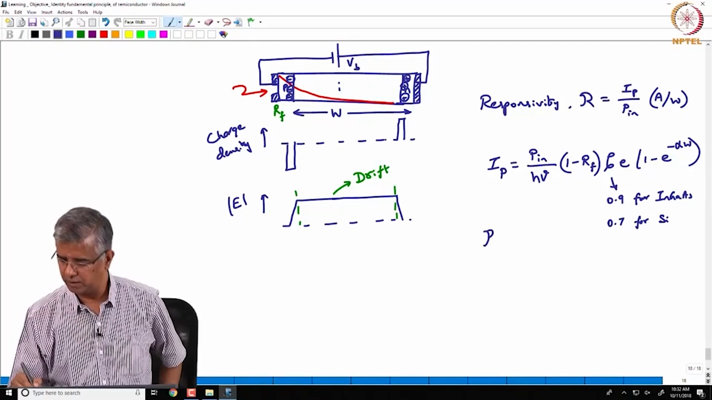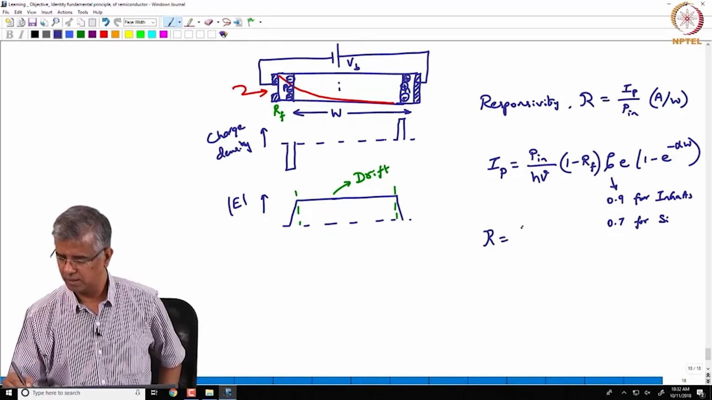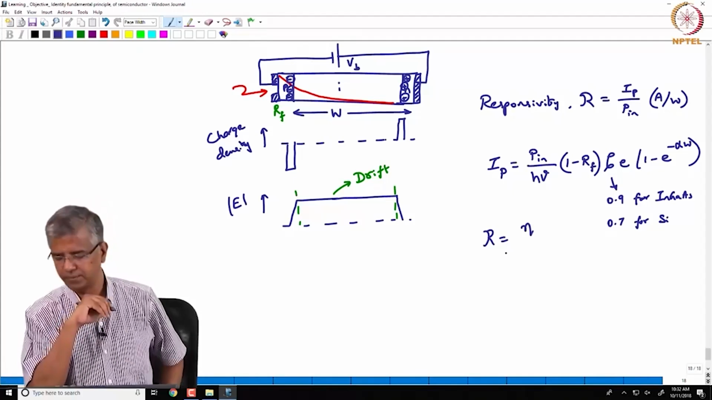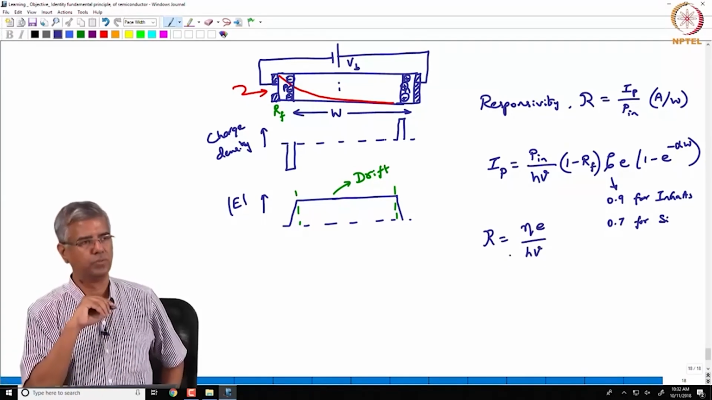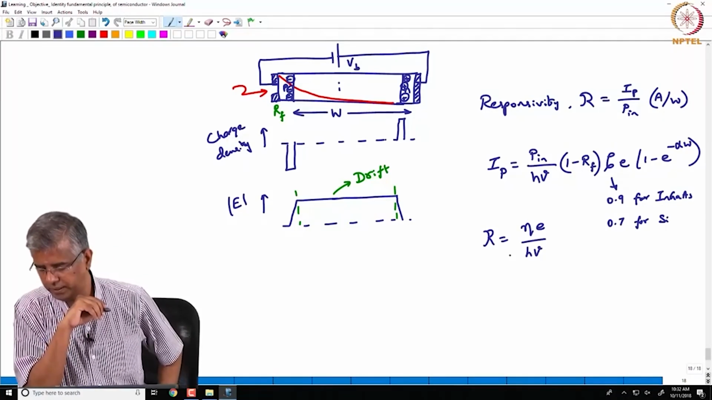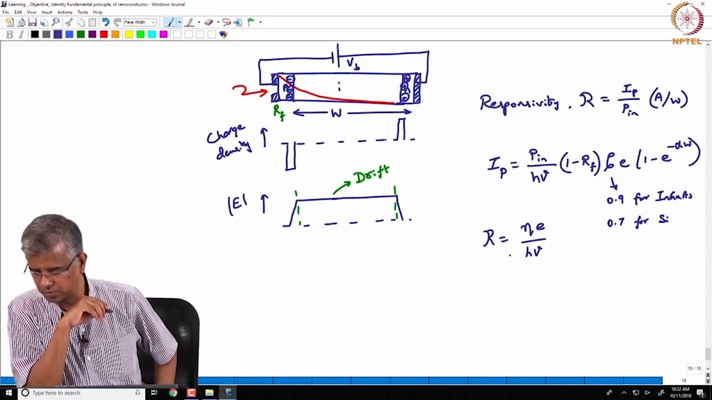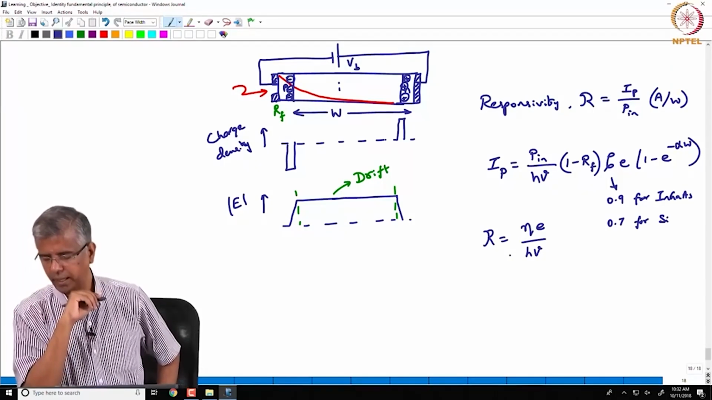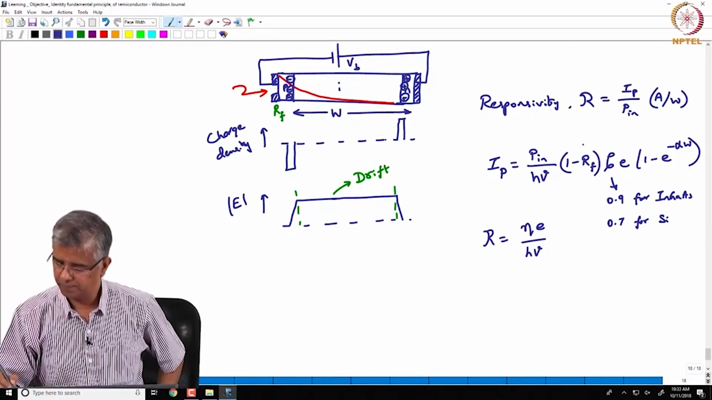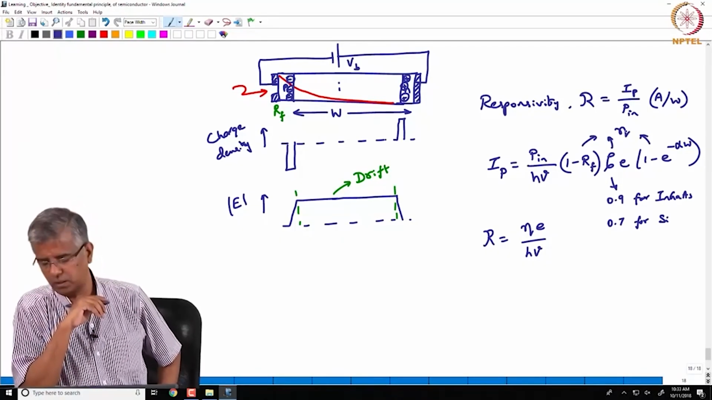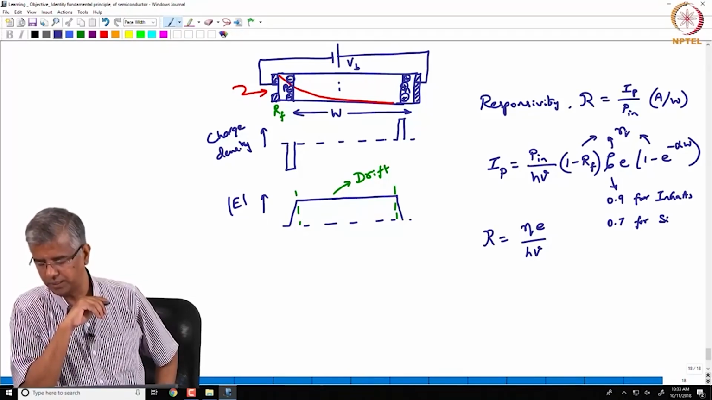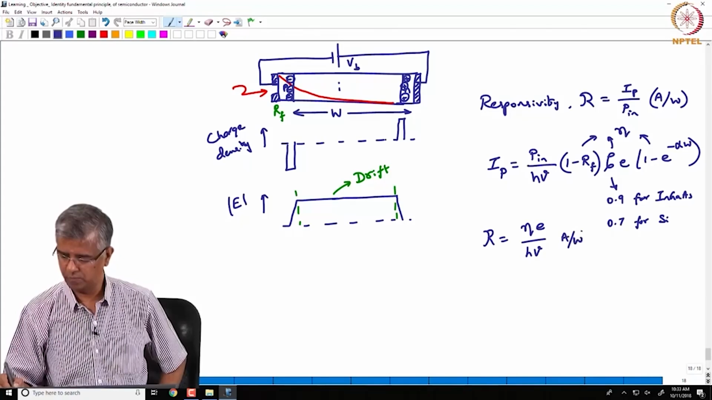So, based on this expression, you can write the responsivity as some factor eta, right, multiplied by E over h nu, right, where E is the electronic charge, h nu corresponds to the photon energy, and eta is essentially a product of these three terms. Those three terms determine the value of eta, and that is going to be in amps per watt.